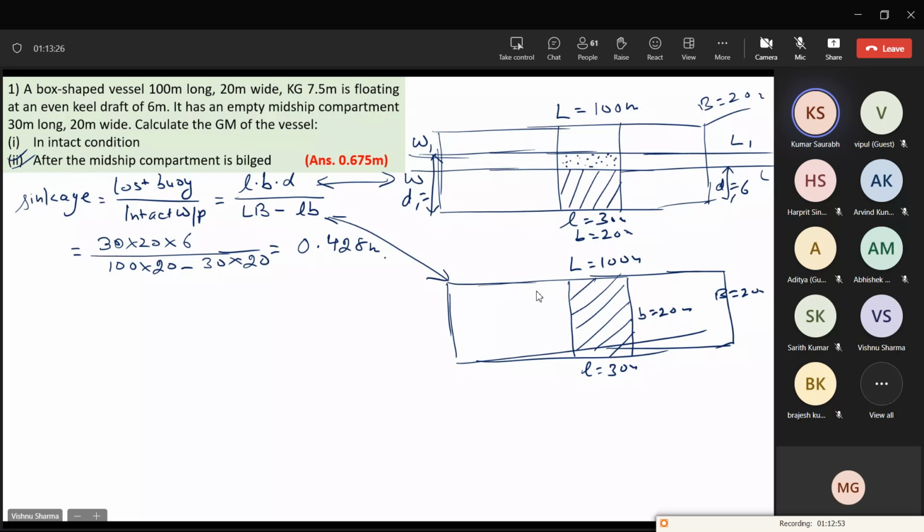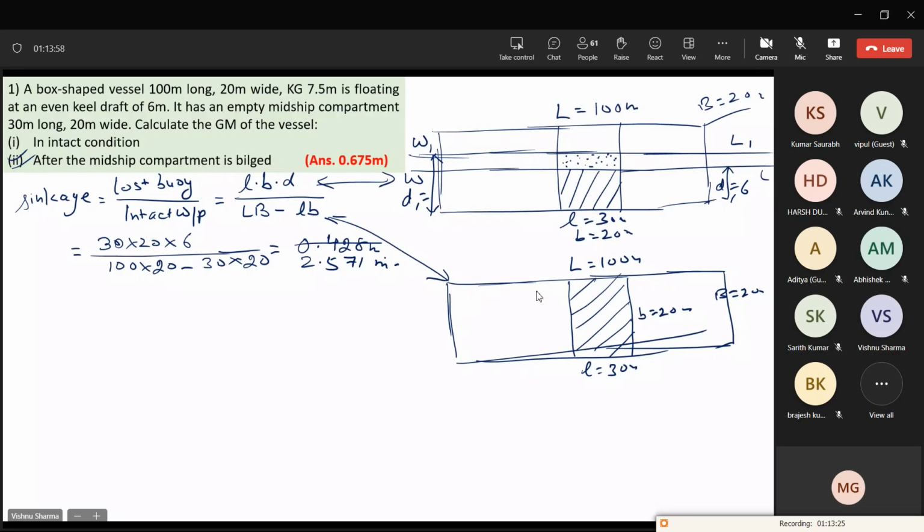I don't think it's 0.428. Is it 0.428 only? Check again. Sir, 2.57. 2.571 meters, beta. Understood, guys?